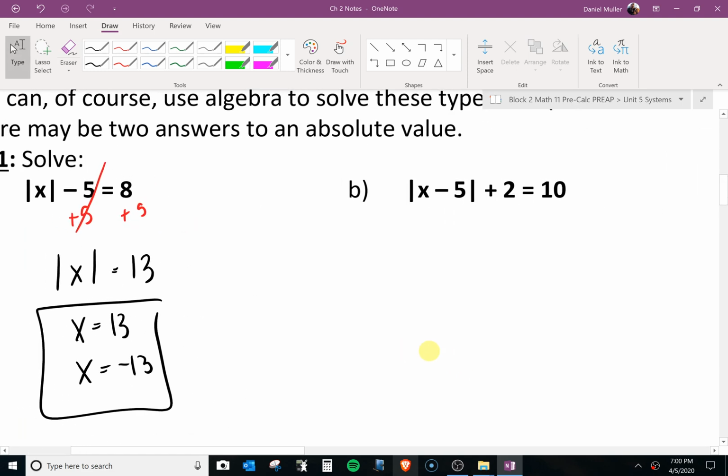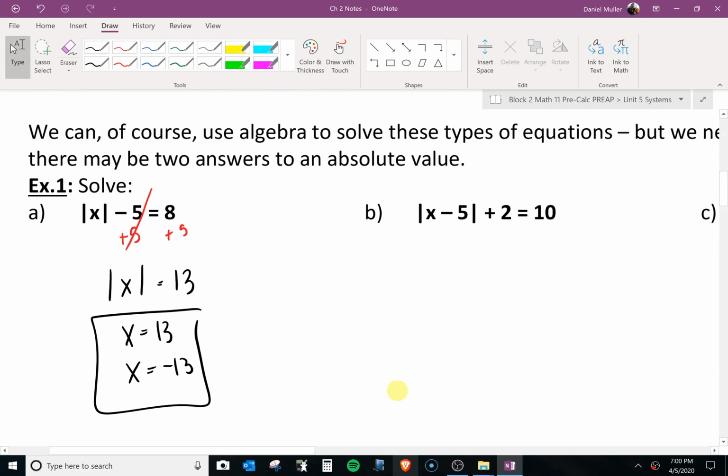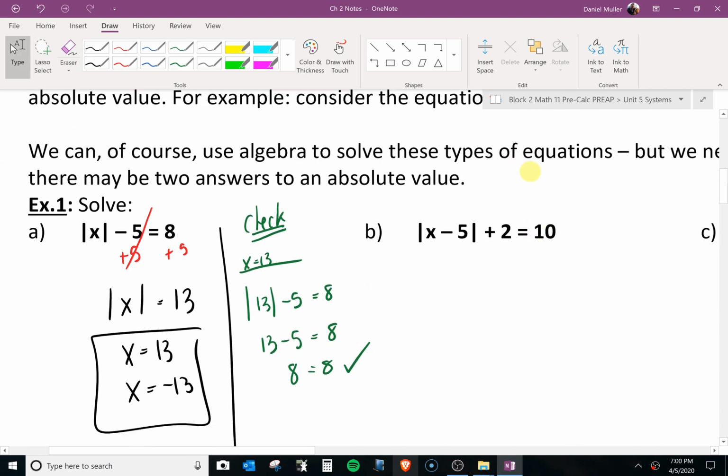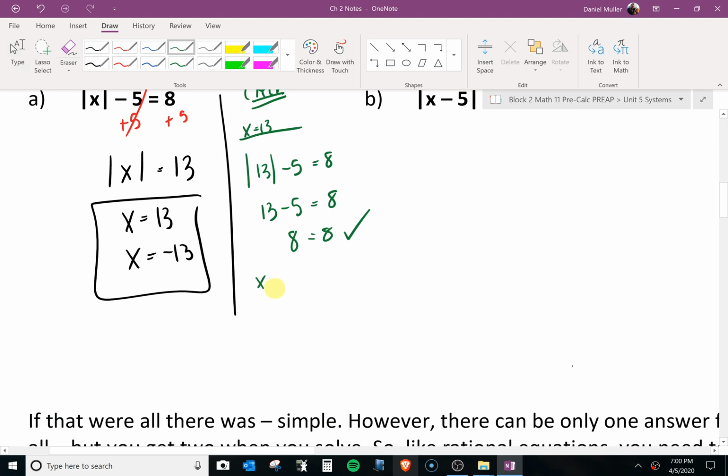So let's try B. Well, actually, before we do B, let's do a check here. When x is 13, let's do that check. You put the absolute value of 13 minus 5 is equal to 8. The absolute value of 13 is 13. 13 minus 5 is 8, and 8 equals 8. So that works.